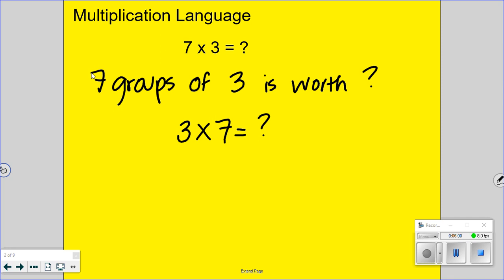But if I'm having a birthday party and I have 7 friends who I'm giving 3 cookies to, would I do 3 groups of 7 cookies? No.